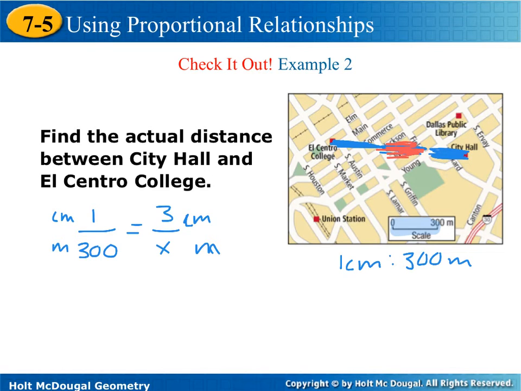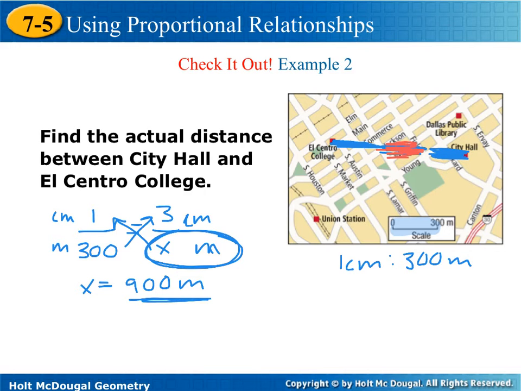Now what do we do? Cross multiply. So we get x is equal to 900 what? Meters. Because look, x has to be in meters. I got 0.9 kilometers. Is that fine? Did you convert? I converted. Yeah, you don't have to convert.